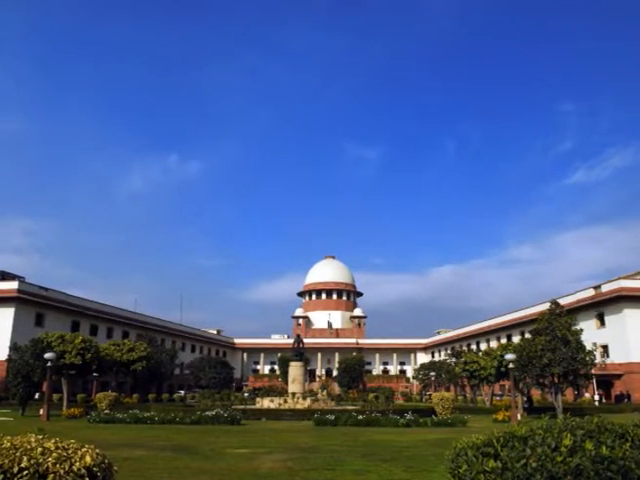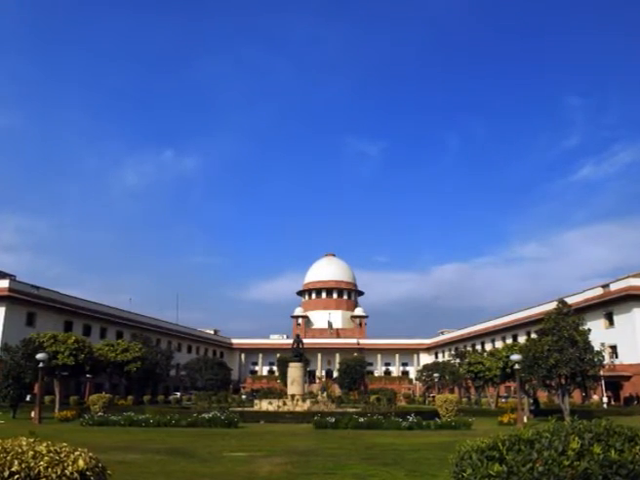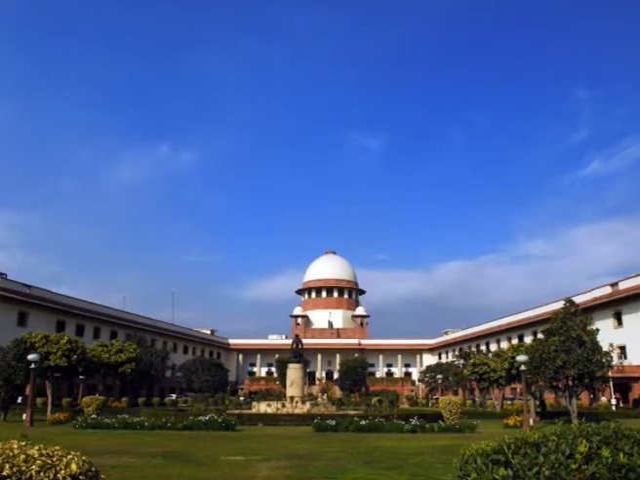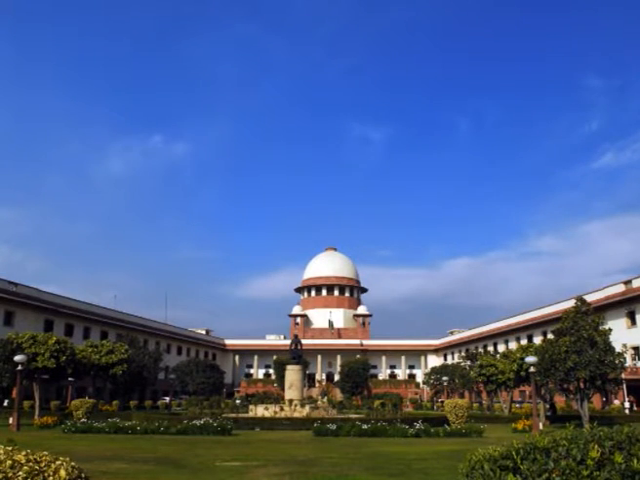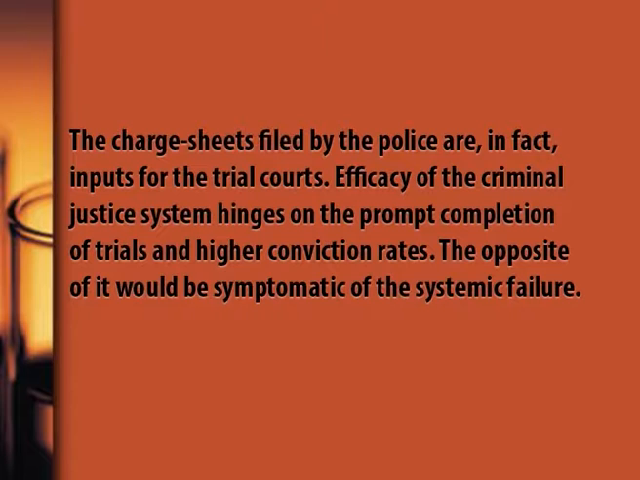At the apex, there is the Supreme Court of India. It is the highest court in the country. All appeals against the orders of the High Courts in criminal, civil and other matters come to the Supreme Court. This court, however, is selective in its approach in taking up cases. The law laid down by the Supreme Court is binding on all the courts in the country. The charge sheets filed by the police are in fact inputs for the trial courts. Efficacy of the criminal justice system hinges on the prompt completion of trials and higher conviction rates. The opposite of it would be symptomatic of systemic failure.